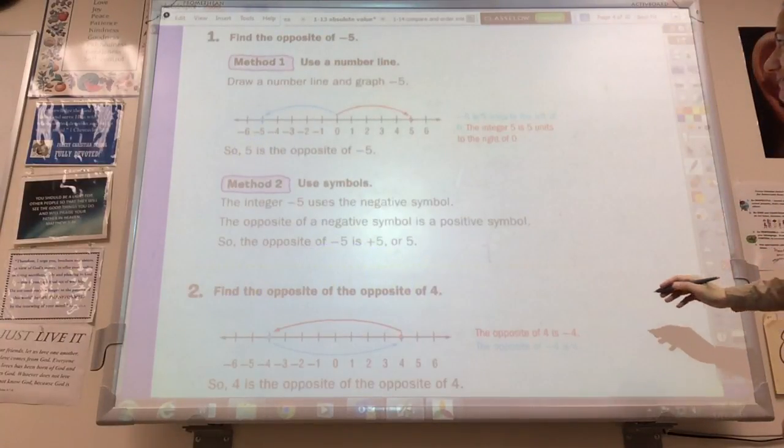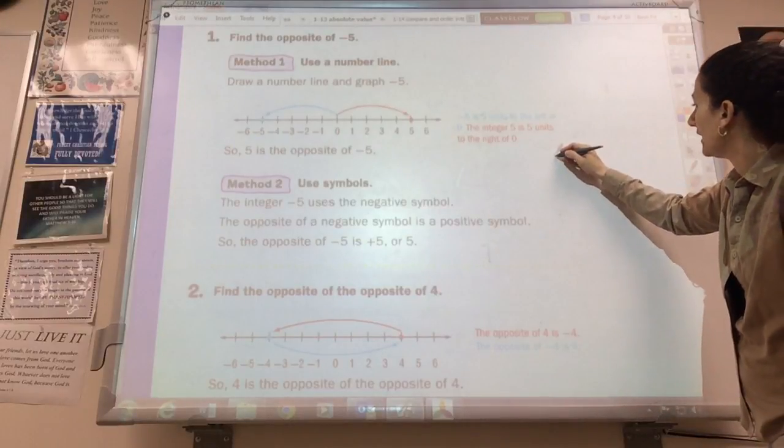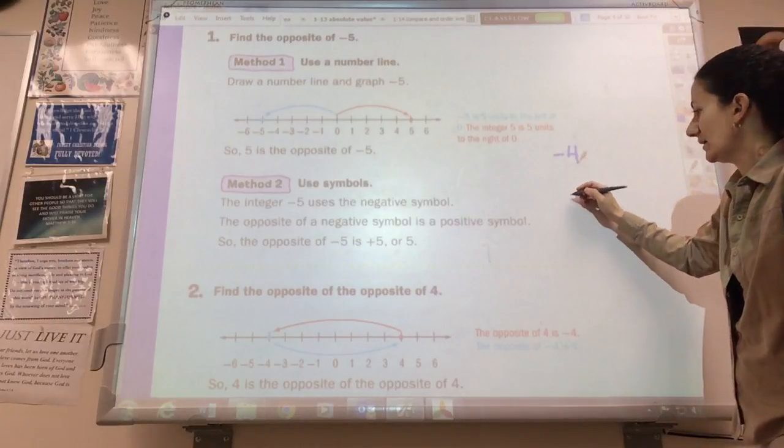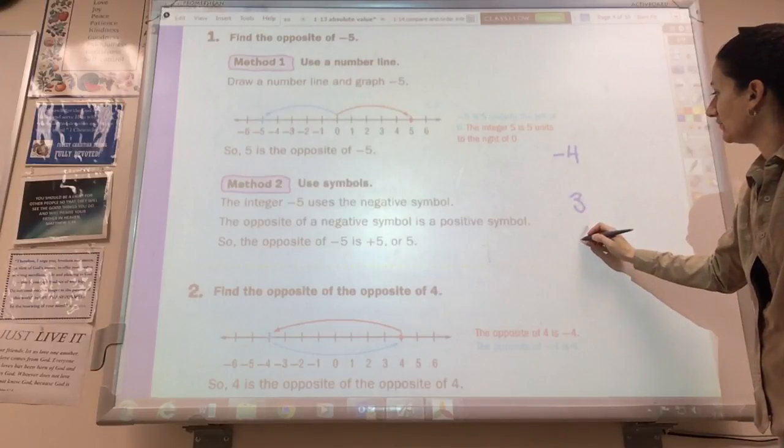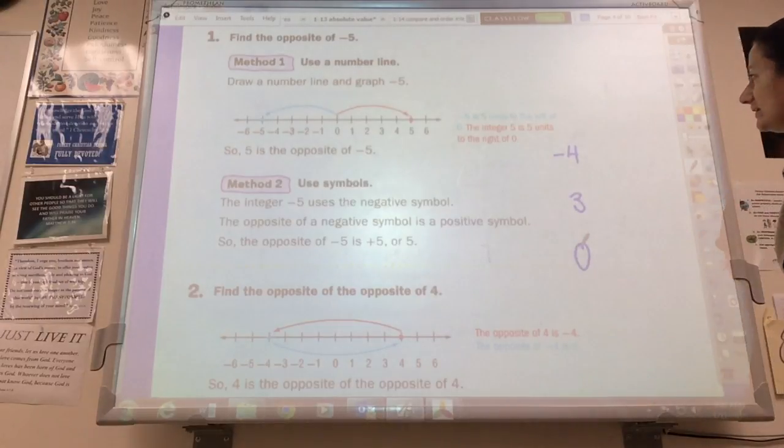Let me give you a couple of examples here. Why don't you try to find the opposite of negative 4, then try to find the opposite of 3, then find the opposite of 0. Try these 3. Just find the opposite. Pause the video and we'll go over them in a few seconds.